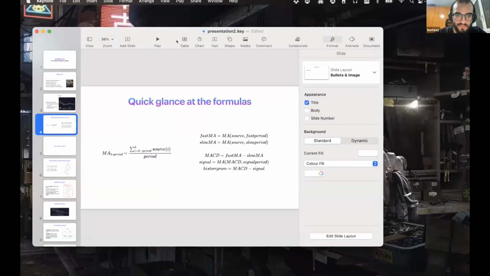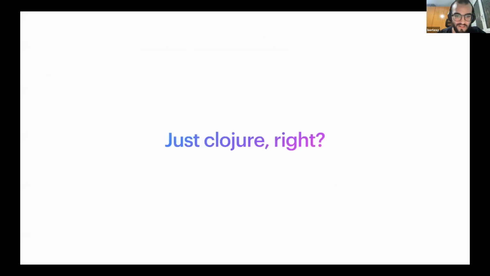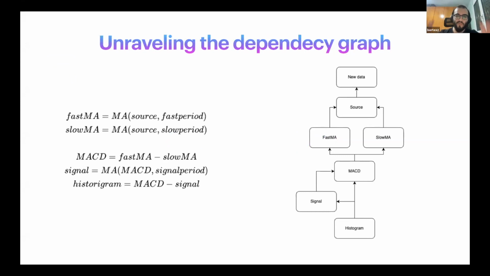So what I started to do is to see that there's a graph here. So there's a dependency graph. Your fast moving average and your slow moving average both depend on the source, the incremental source, that just increments new values. And the MACD depends on both the fast moving average and the slow moving average. Then your signal depends on the MACD, and the histogram depends on both the MACD and the signal.